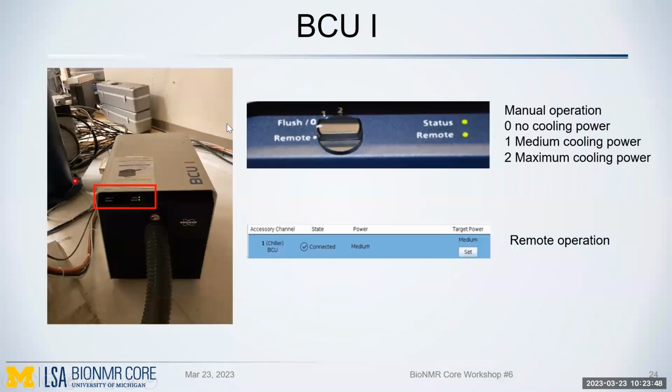On that BCU chiller, you can see there's a rotary switch. It can be rotated to remote operation mode or manual operation mode. If it's in manual operation mode, you can choose 0, meaning no cooling power, 1 for medium cooling power, or 2 for maximum cooling power. If you switch to remote operation mode, then in TopSpin you can remotely control this chiller. I will show you later on how to control that. You can press the set button here, and that can increase or decrease the power of this chiller.